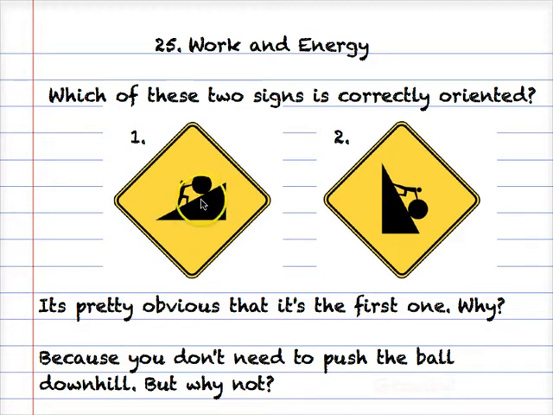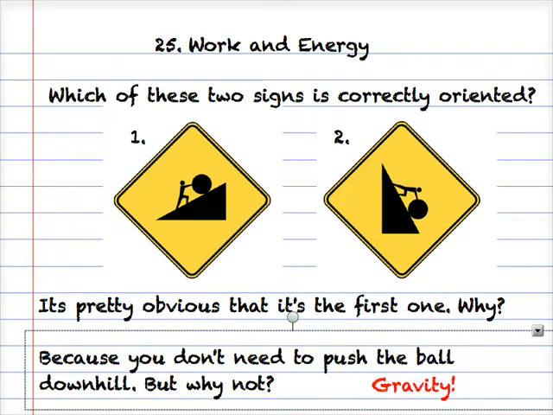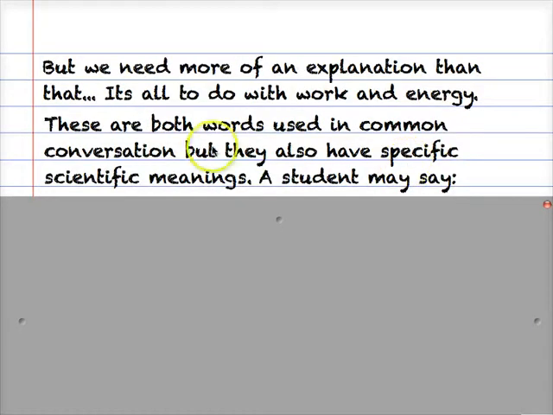And they're having to push on the ball because they're pushing it uphill. Number 2 doesn't make sense because, as you know, you don't have to push a ball downhill. But why not? And the answer is, of course, gravity. But we need more of an explanation than that, and it's all to do with the concepts of work and energy.